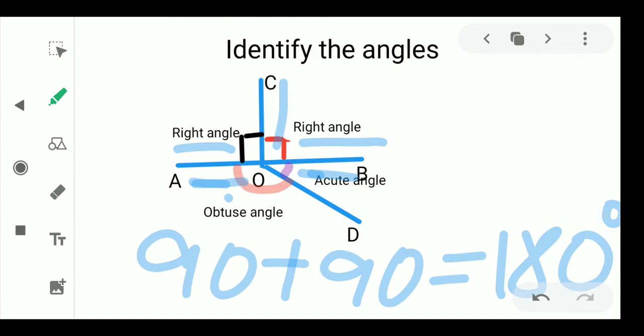Angle AOD is an obtuse angle. It is a bigger angle. It measures more than 90 degrees. Angle BOD is a smaller angle. It measures less than 90 degrees. It is an acute angle.